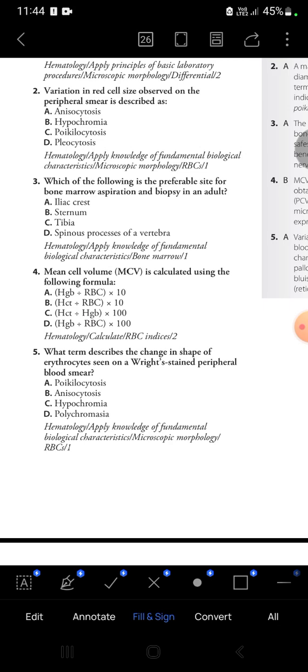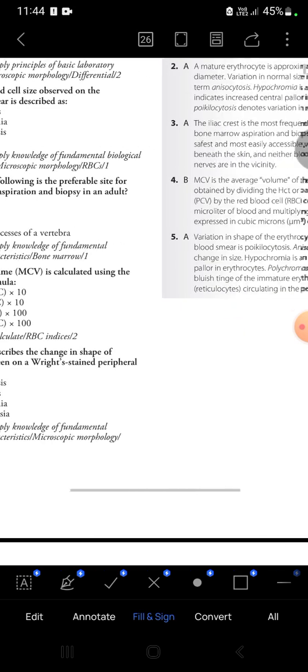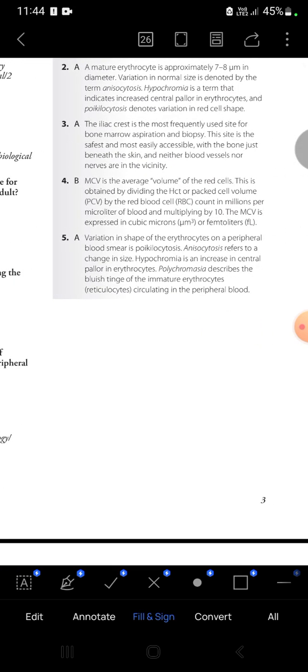The formula for determining the MCV is HCT divided by RBC into 10. MCV is the volume of the red cells. This is obtained by dividing HCT, packed cell volume PCV, by the red blood cells. So the formula for finding MCV is HCT divided by RBC into 10.